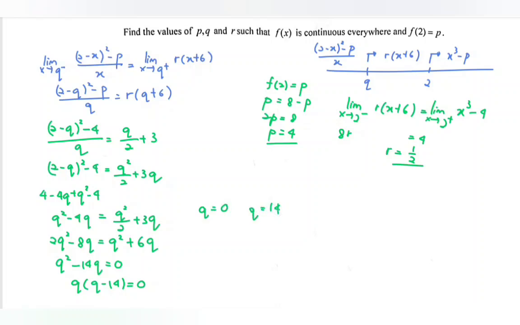So based on the number line, q would not be 14 because it must be less than 2. So q equals 0 would be the situation. So p equals 4 and r equals 1 over 2, and q must be less than 2. So q equals 14 is not valid, but q equals 0 is valid. So finally, we have q equals 0.